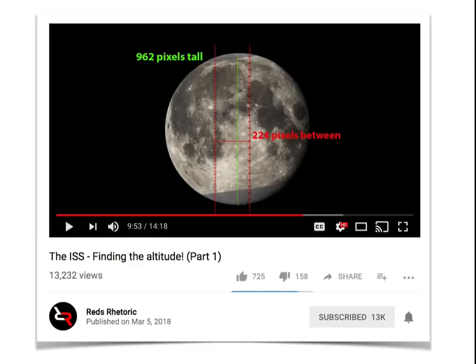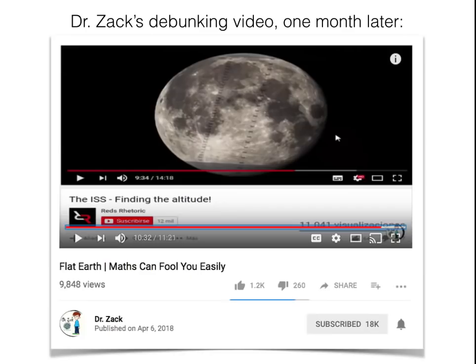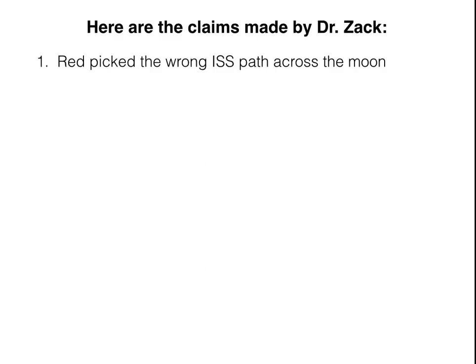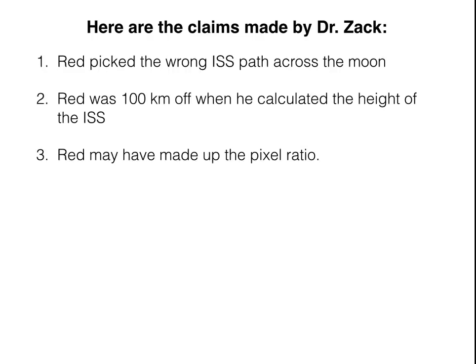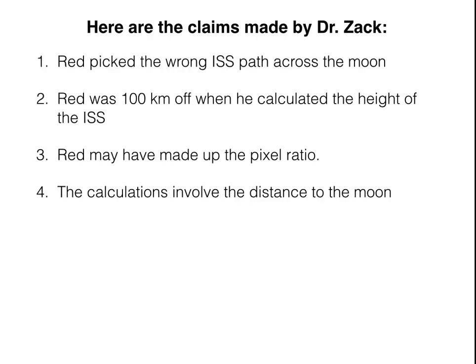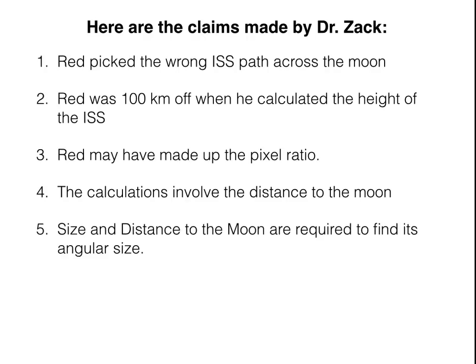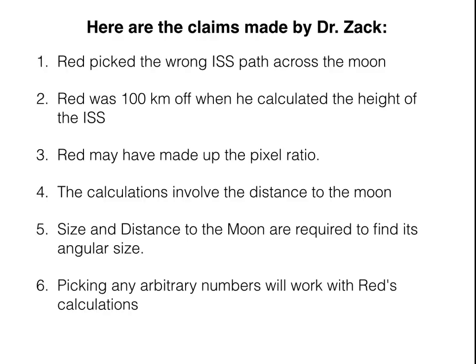So here's the still from Red's video showing the two passes of the ISS past the moon. And then Dr. Zack, here's your still from your debunking 1 month later. So it looks like you made about 6 claims. One is that Red had picked the wrong ISS path across the moon. He was 100 kilometers off. He may have made up the pixel ratio. Calculations really should involve the distance to the moon. The size and distance to the moon are actually required to find its angular size. And then a big claim of yours was that picking any arbitrary numbers will work with the same calculations.